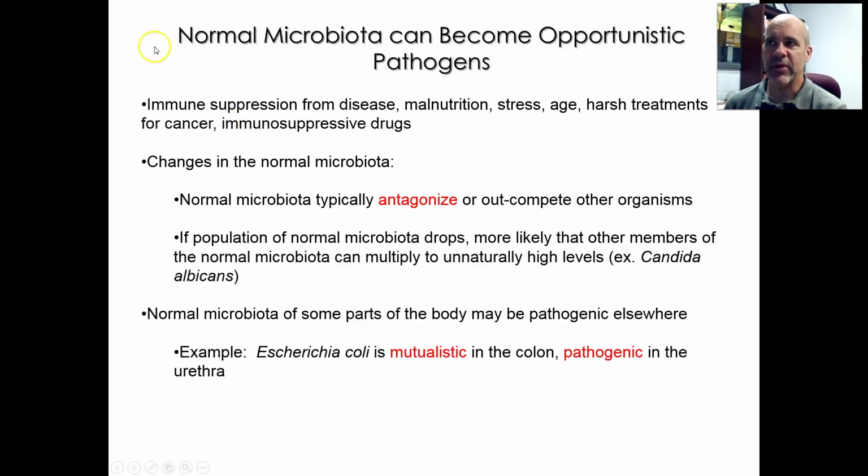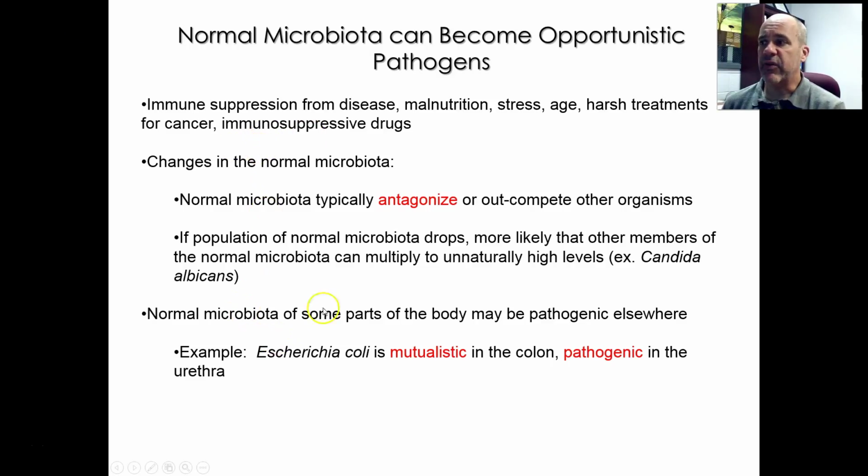All right, so we've already talked about how normal microbiota can become opportunistic pathogens. Anything that suppresses your immune system, and sick people generally have weakened immunity, but even old age, just poor nutrition, if you're undergoing stress, you're taking immunosuppressive drugs for some reason, like maybe you've had an organ transplant, when you're being treated for cancer, the chemotherapeutic drugs used for cancer treatment often weaken the immune system as well. So those are all things that can allow normal microbiota to overgrow and reach a population where they start harming the body.